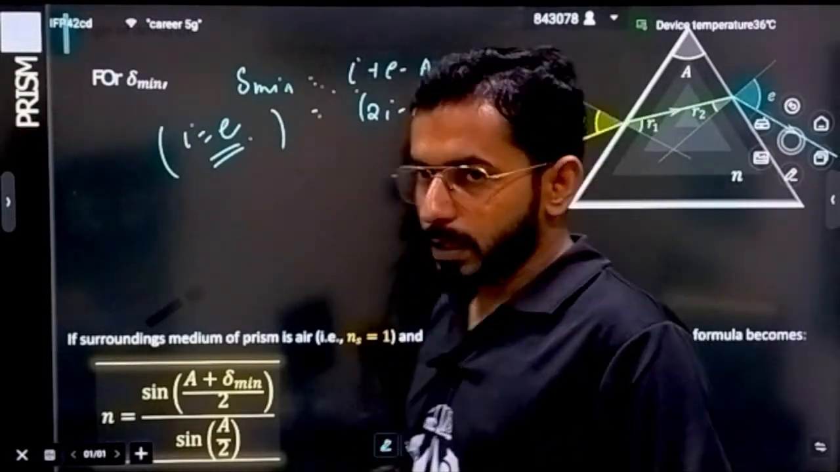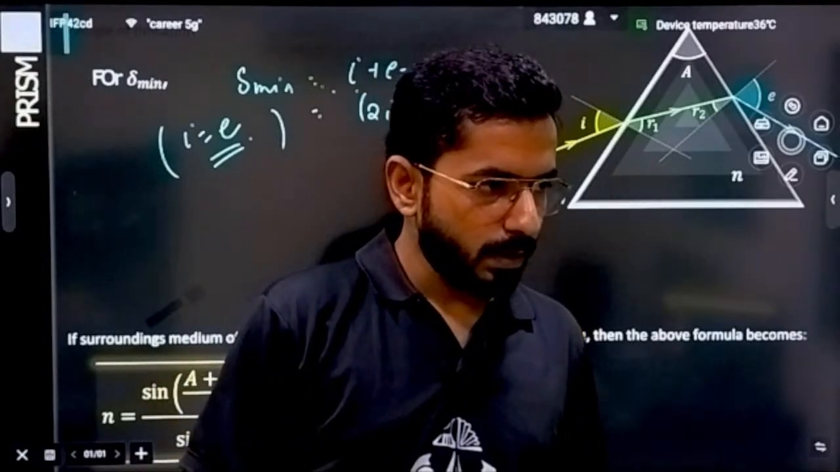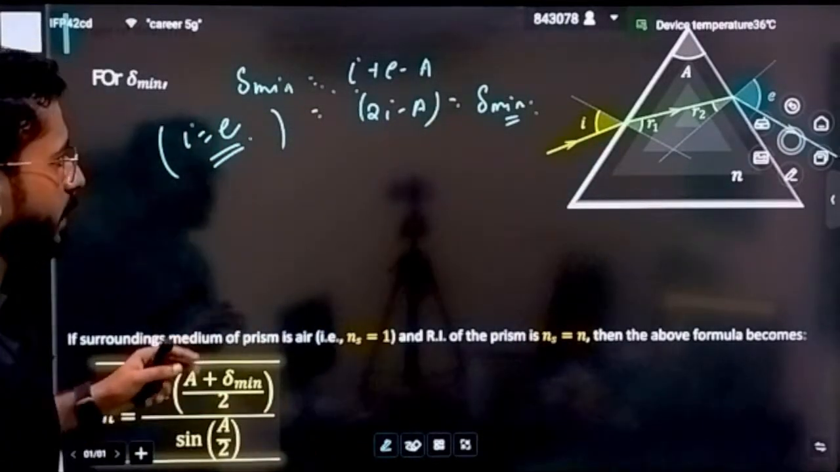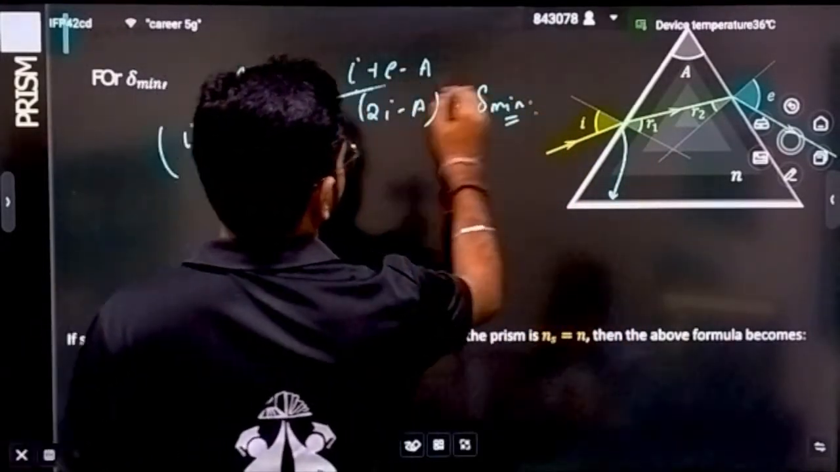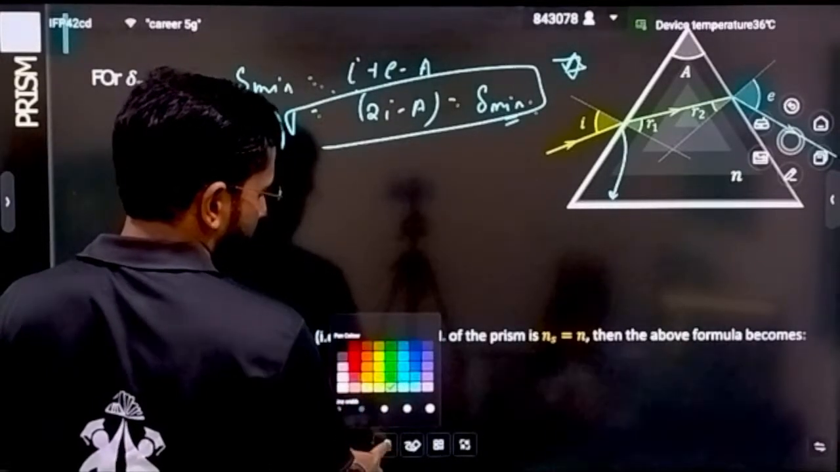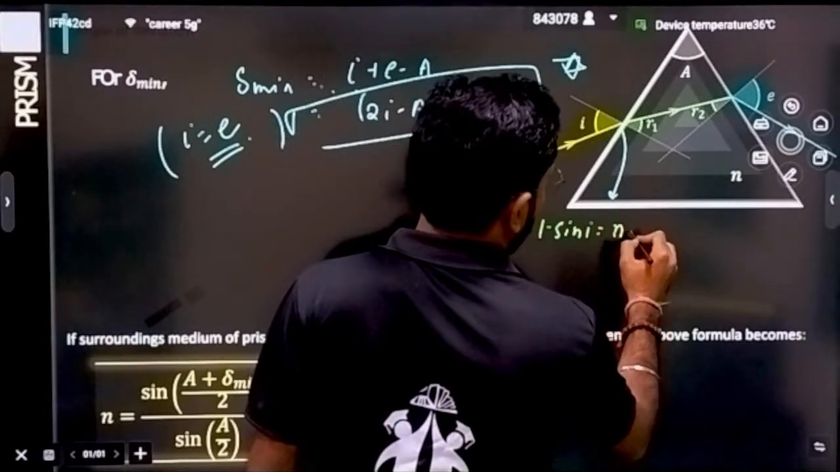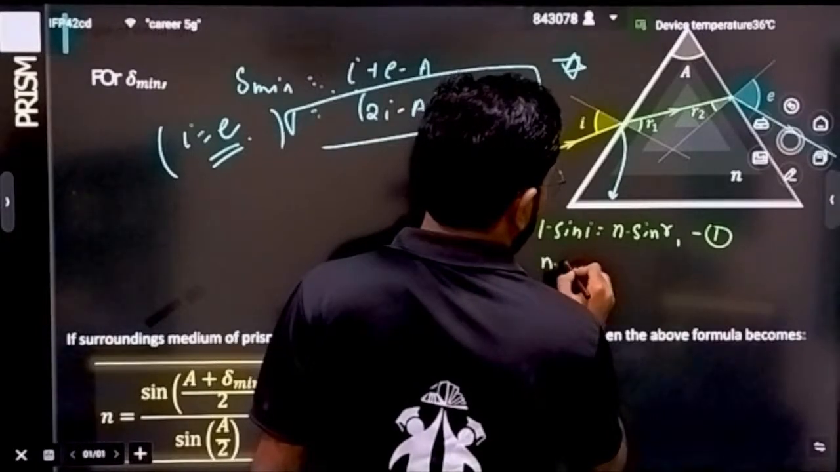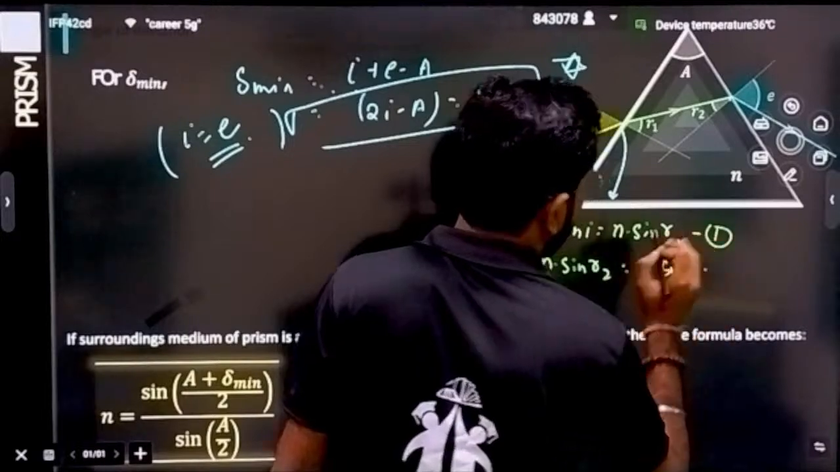One more very important thing that you have to understand is, apply Snell's law here. This is the first important thing. Okay, mark this with a star. Second important thing that I had to tell you, apply Snell's law here. What will you write? 1 times sine of I is equal to n times sine of R1. First equation. Here apply Snell's law. What will you write? n times sine of R2 is equal to 1 times sine of E.